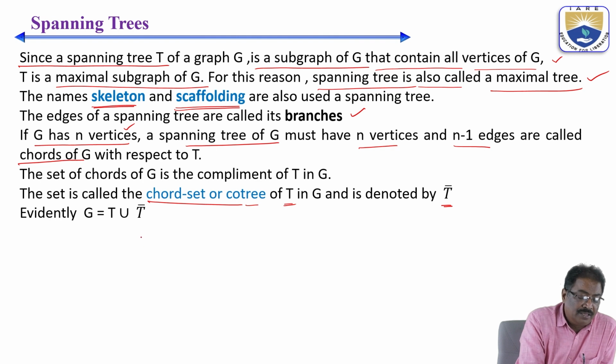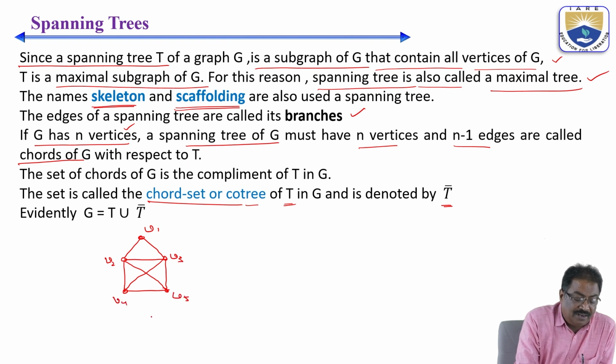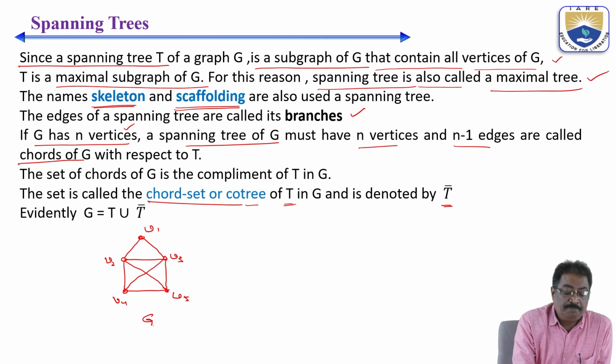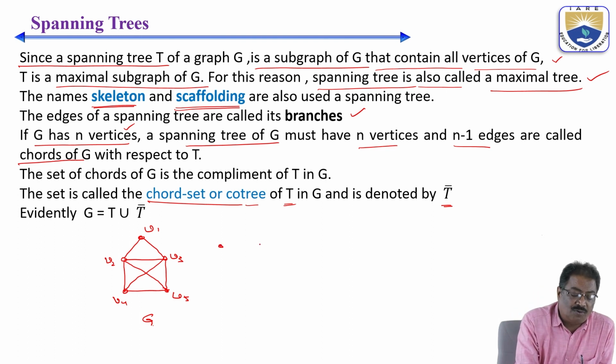So let us take one graph, like this. Here the vertices are V1, V2, V3, V4, V5. There are 5 vertices. We are calling it a graph G. Now let us consider one of the subgraphs, with V3, V1, V2.